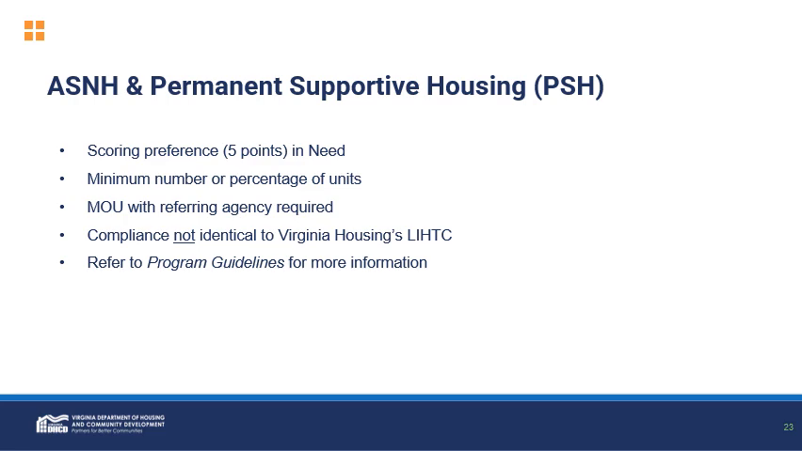ASNH does prioritize permanent supportive housing. There is a 5-point scoring preference in the needs section with qualified permanent supportive housing, which means that you must have the minimum number or percentage of units as in the guidelines. So 32 units or greater, 8% of total units. For 11 to 31 units, you have to have a minimum of 2, and for 10 units or less, a minimum of 1 unit to be considered permanent supportive housing.